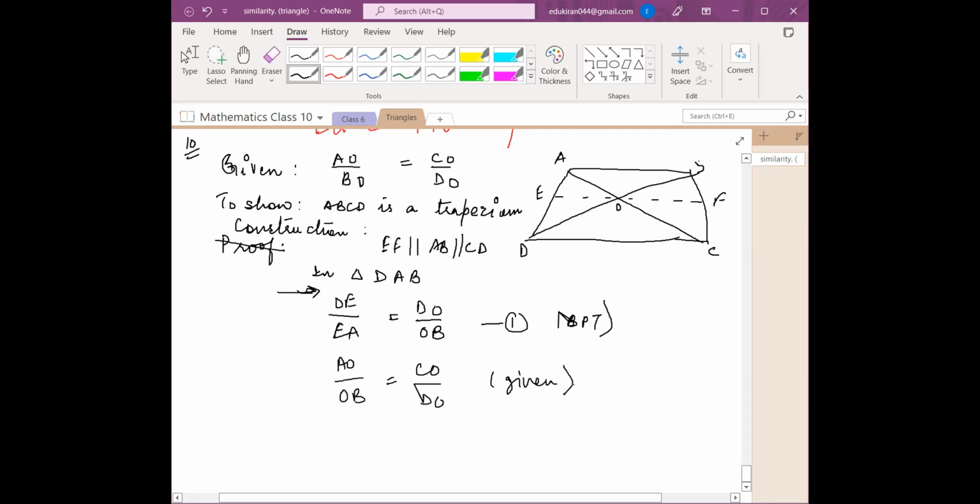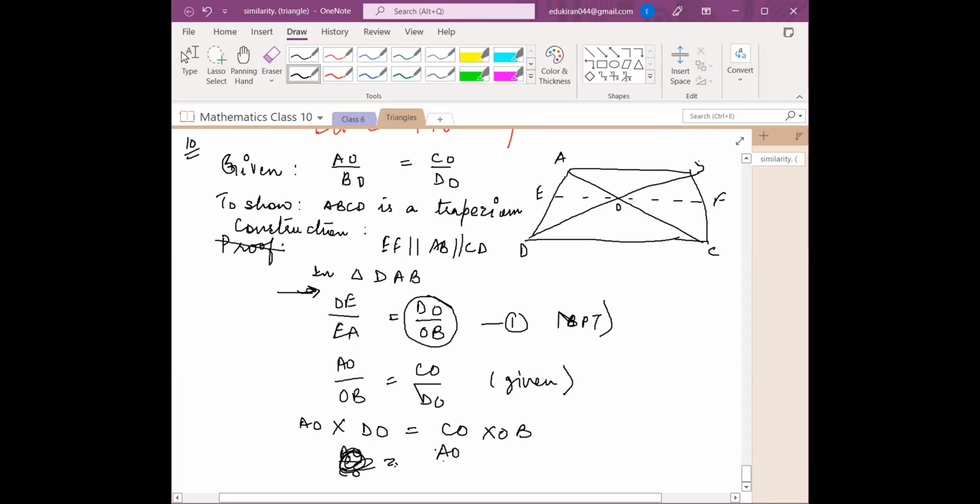So what have you concluded from here? By cross multiplication. So you want to get DO upon OB. You are getting AO into DO is equal to CO into OB. Okay, that's right. So you are basically getting AO by CO equal to DO by OB. AO upon CO is equal to AO upon CO. There's one mistake here, Martin. Now look here.